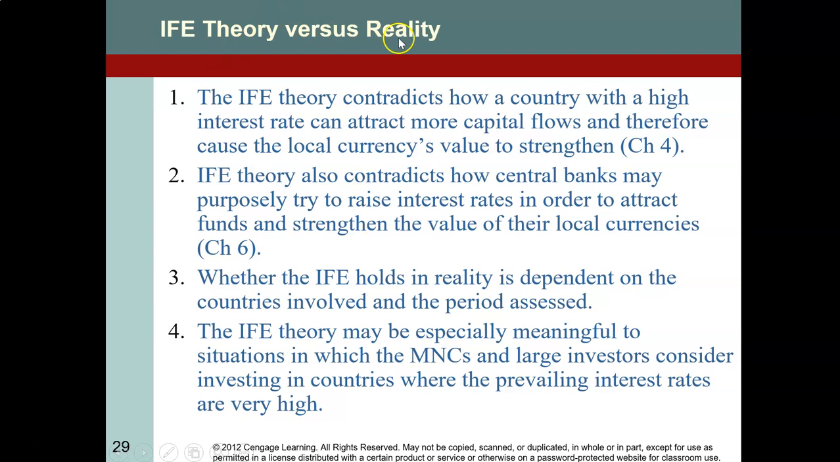IFE theory versus reality. The IFE theory contradicts how a country with a high interest rate can attract more capital flows and therefore cause the local currency's value to strengthen, which we talked about in chapter 4. Here we're saying that because of the foreign exchange rate change, this effect is offset.